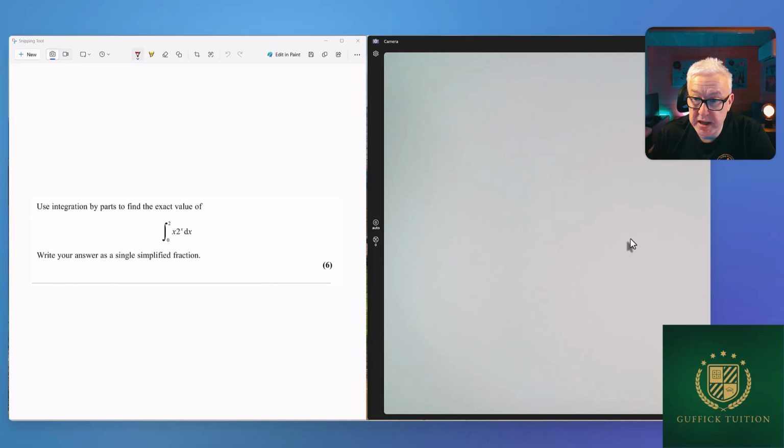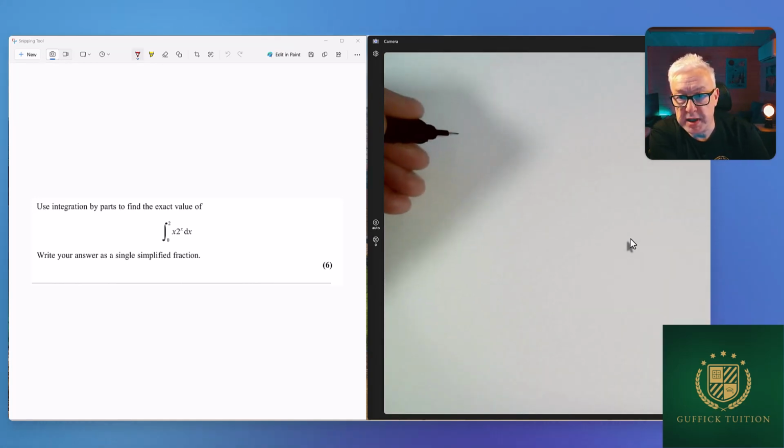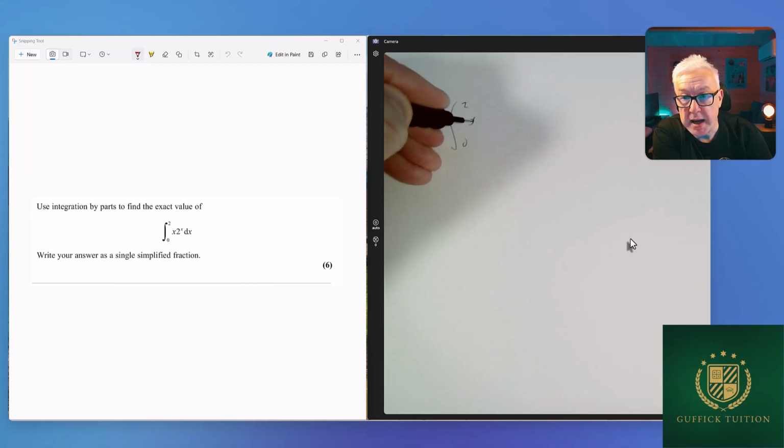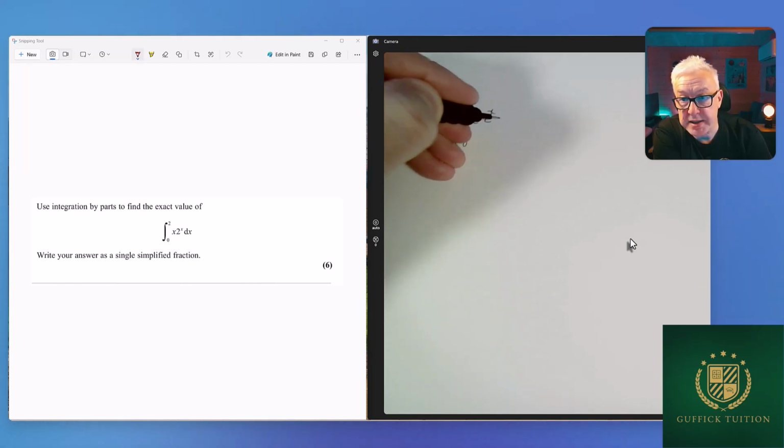And it's an important skill, or indeed integrate a to the x, which is a really important skill, I think, that you need to know how to do. So first of all, integration by parts, then let's have a look. We're integrating between 0 and 2 x times 2 to the x dx.